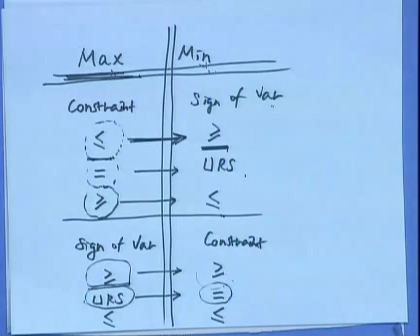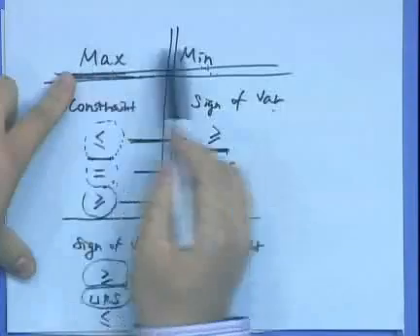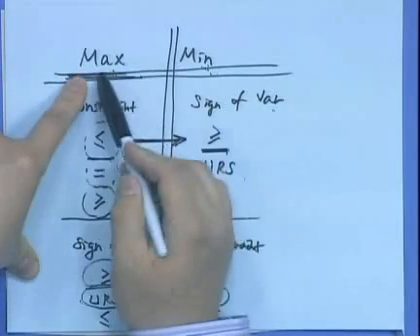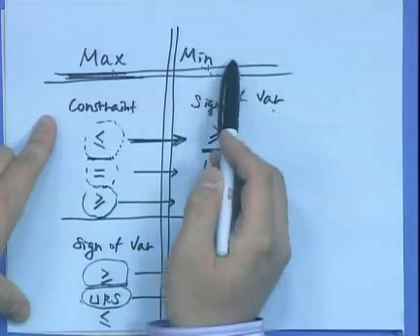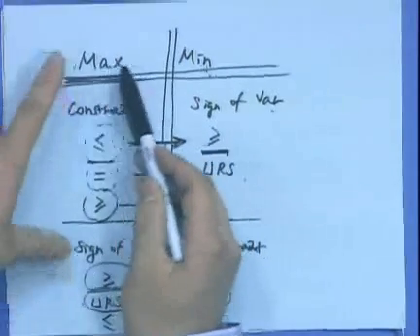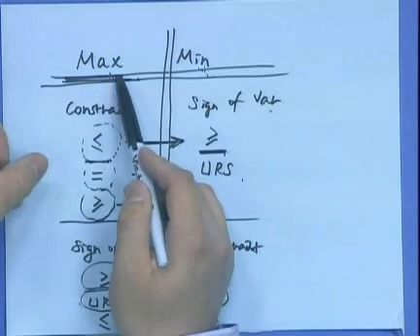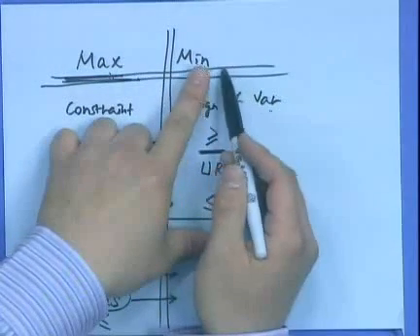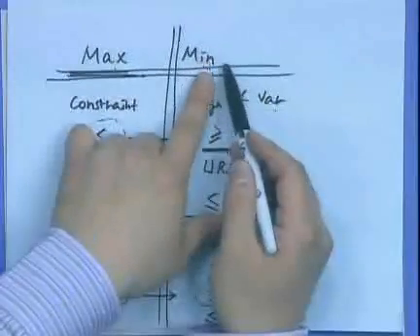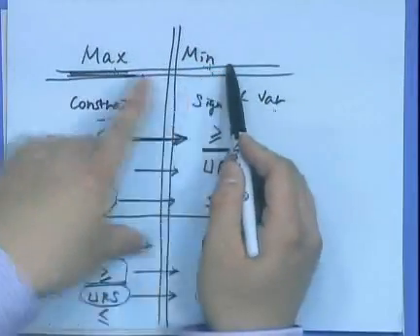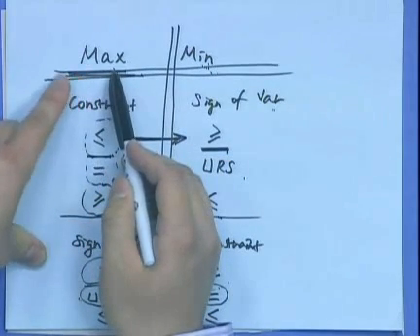And again, just to tell you, either of them can be the primal problem or dual problem. Okay? So if a maximization problem is your primal problem, then the dual problem must be a minimization problem. Likewise, if the primal problem is a minimization problem, then your dual problem must be a maximization problem. Okay?